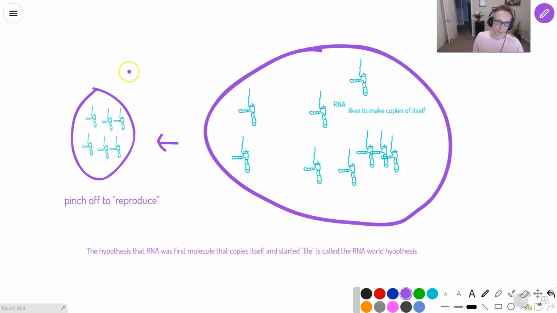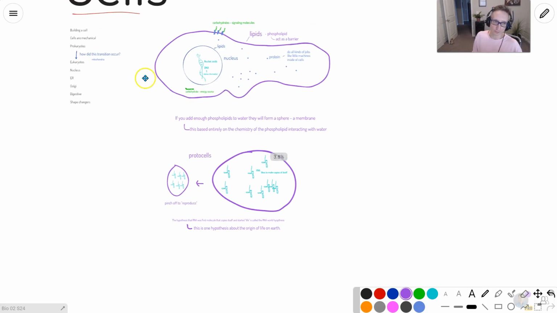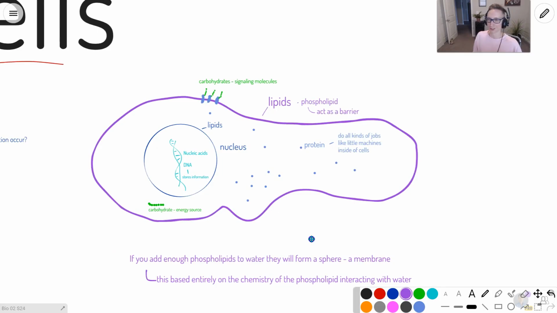These would be like proto cells. I don't have much time to go into that evolution and all that stuff. But this is one hypothesis about the origin of life on Earth. Pretty nifty. Another one would be panspermia, but we don't have time to get into that. Okay, let's end that one there. That's how you build a cell.